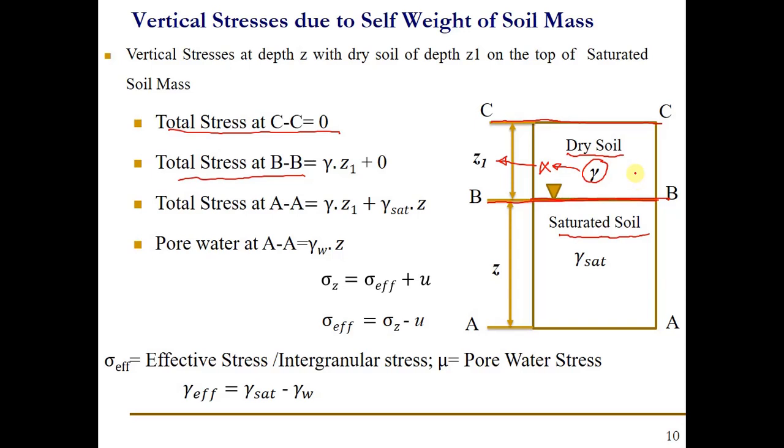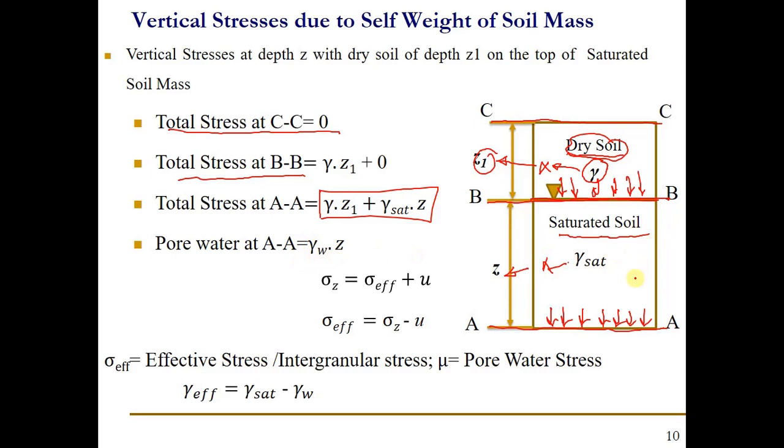So if you want to find out the stress at this particular point, that would be the unit weight of this dry soil into the depth Z1. Now, if you want to find out the total stress which is acting on the layer AA, that will be gamma Z1 plus gamma saturated into Z here.